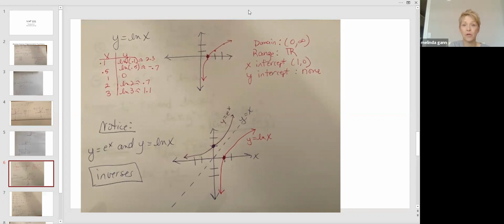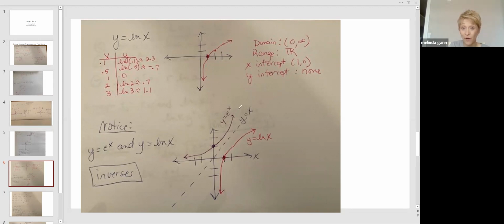Now, what I want you to notice is this. Remember when we did the graph for e to the x? All right, I redid it. That's y equals e to the x. And then on the same picture, I graphed y equals the natural log of x. So I want you to notice the point (0, 1) is on this one, and the point (1, 0) is on that one. The domain of this one is the same thing as the range of that one.